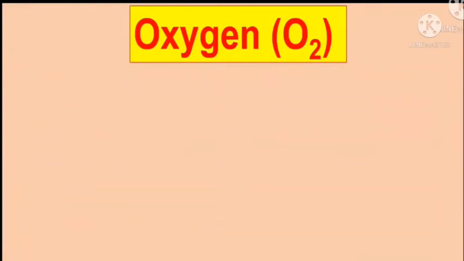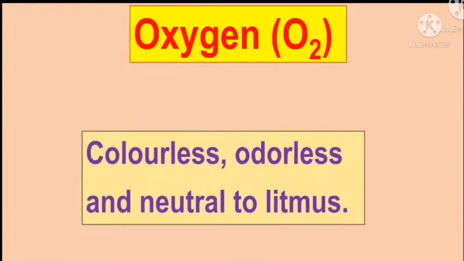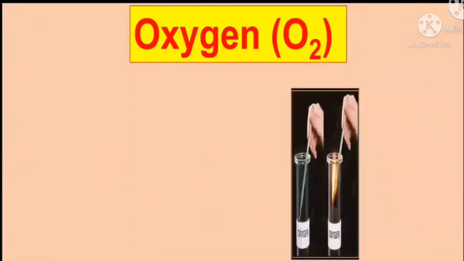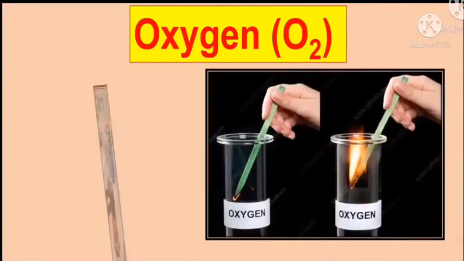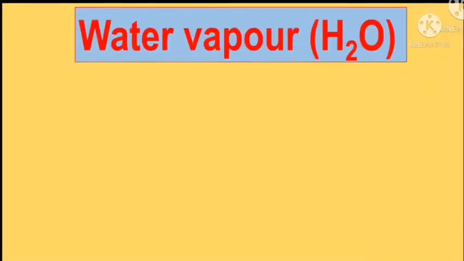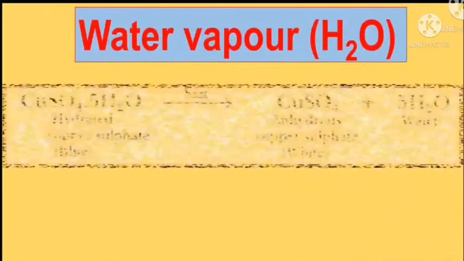Talking about more properties, it is colorless, odorless, and neutral to litmus. It rekindles a glowing splinter and turns pyrogallol solution brown. Next is water vapor. It is formed on heating a crystalline substance.